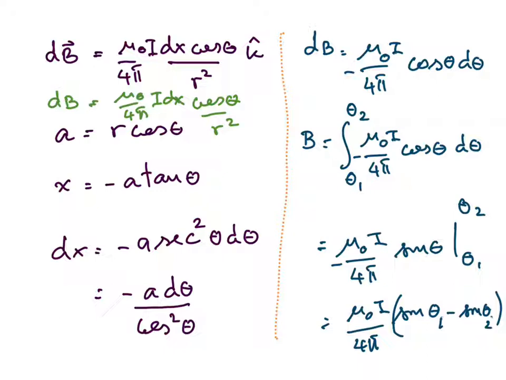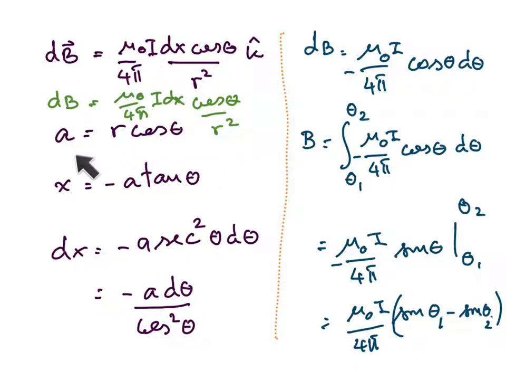Now we want to sum up this dB using the integral. But before we do that, we have to rearrange the variables so that the integral is in a single variable. Here we have the variables x, theta, and r. So we will change all of these three variables to be one variable, and we will choose theta as our variable. So we will write all of these variables in terms of theta.